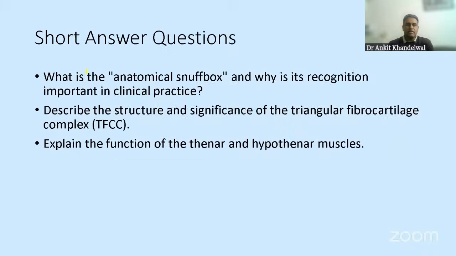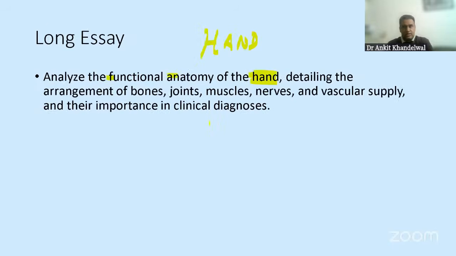Then another question like this, the anatomical snuffbox. There's one more thing, the triangular fibrocartilage, we'll mention it. When you study the anatomy of the wrist joint, there's a triangular fibrocartilage complex that comes into play. It's distal to the lower end of the ulna, so it is between the ulna and the carpals. Then we have the thenar and hypothenar muscles that will come in our anatomy of the hand. So guys, these are some of the topics that we are going to discuss.